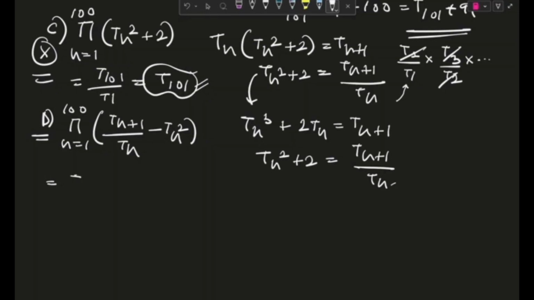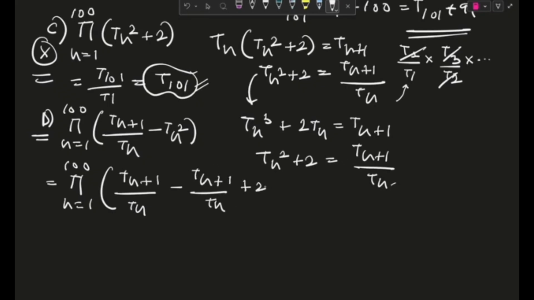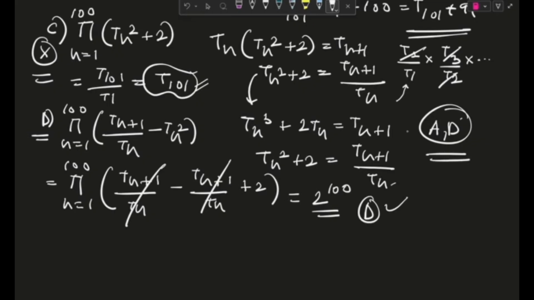So if you put this thing here, we will actually have pi n equal to 1 to 100 tn plus 1 by tn. This thing will become your tn square. If you write, it is minus 2 to that side, so minus tn square will be minus of this plus 2. So minus tn plus 1 by tn plus 2. So this and this gets cancelled, so it is basically 2 multiplied 100 times, so 2 power 100. So our option D is correct. So basically the correct options for this question are option A and option D. This was just I guess some sort of manipulation, but yeah, good question.